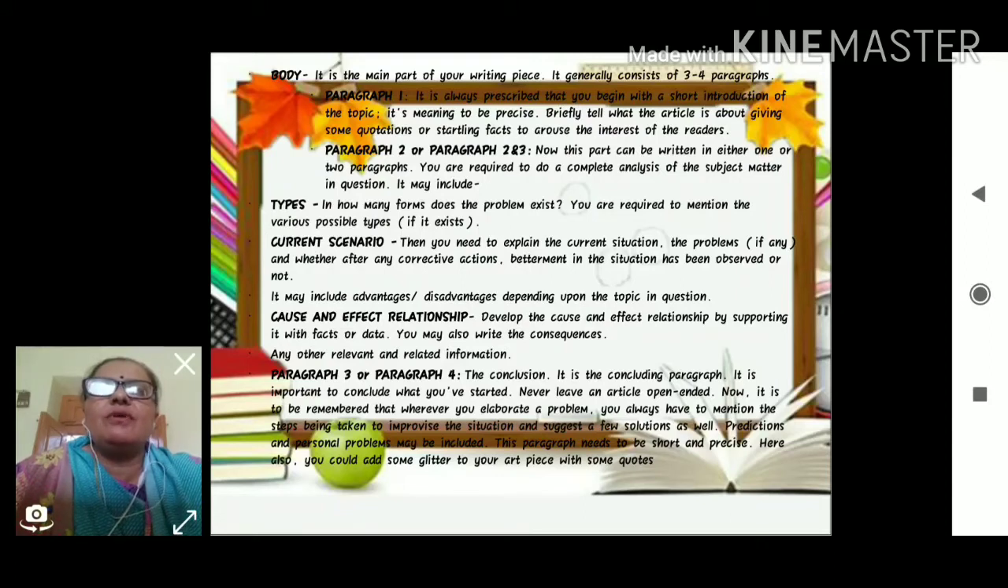Then you should have a cause and effect relationship. You should develop the cause and effect relationship and support it with facts or data. You may also write the consequences. Then comes your conclusion. Your concluding paragraph is very important, and in that you have to summarize the main important points which will improve that situation. You have to suggest some solutions, and you may even write predictions and personal opinions. But always remember, the paragraphs in your article should be short and precise, and you should make your article effective using some quotes.